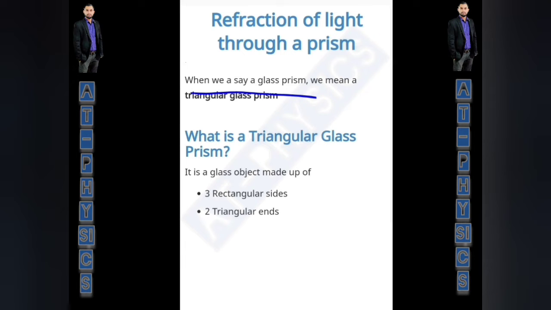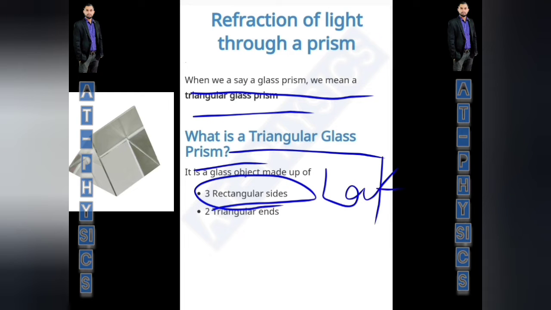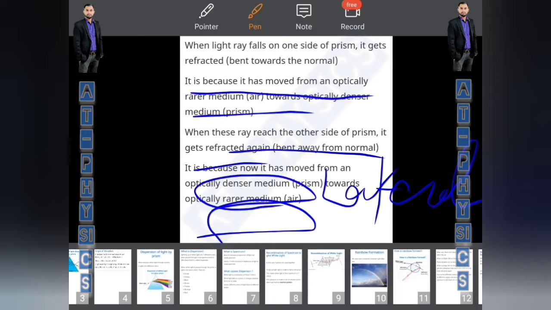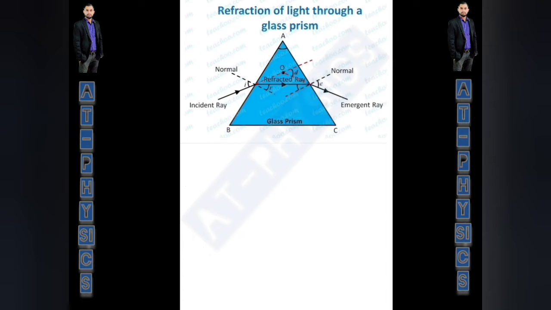When we say glass prism, we get an image of a triangular glass prism. And what is the triangular glass prism? A triangular glass prism has three rectangular sides, called lateral sides, and two triangular ends. So the next question: what is the refraction of light in the case of a glass prism? Firstly we talk about this diagram.